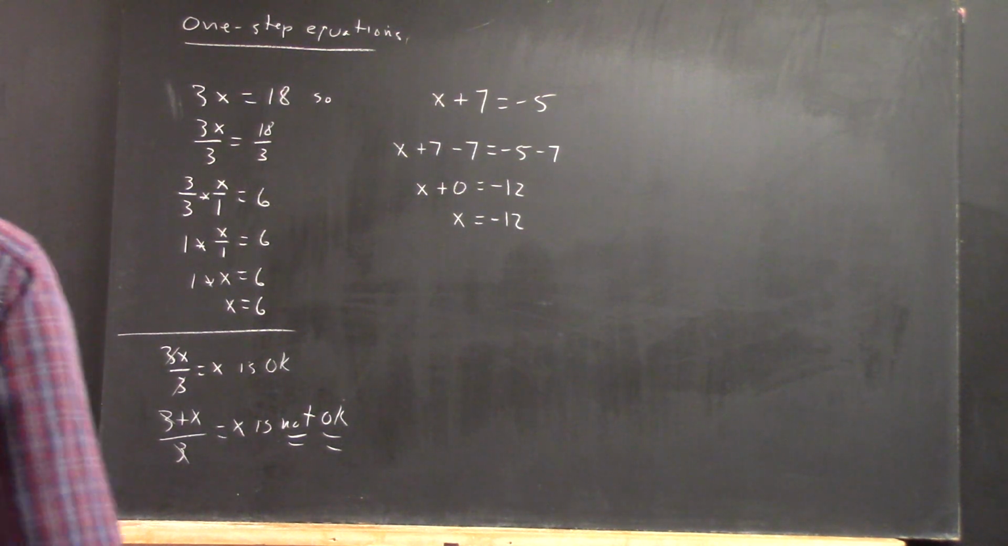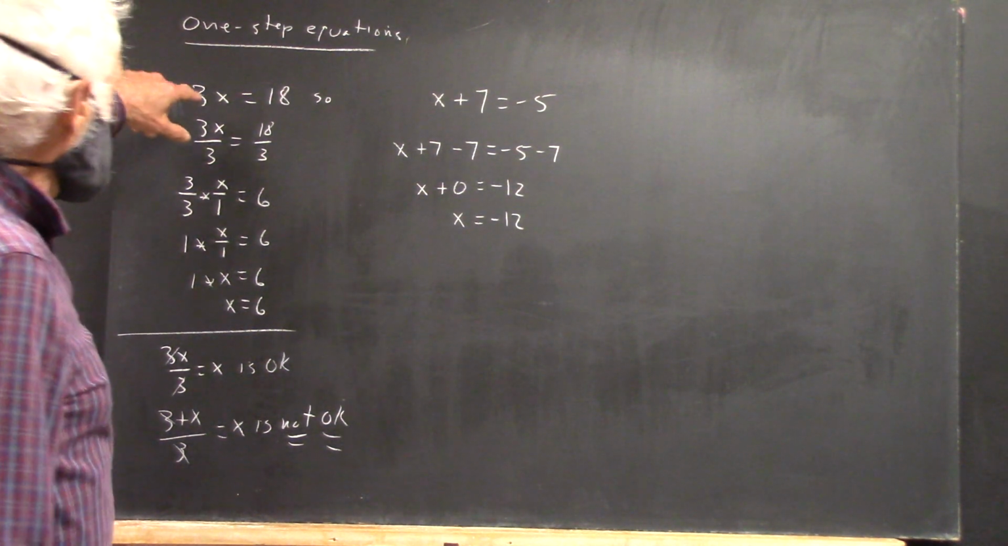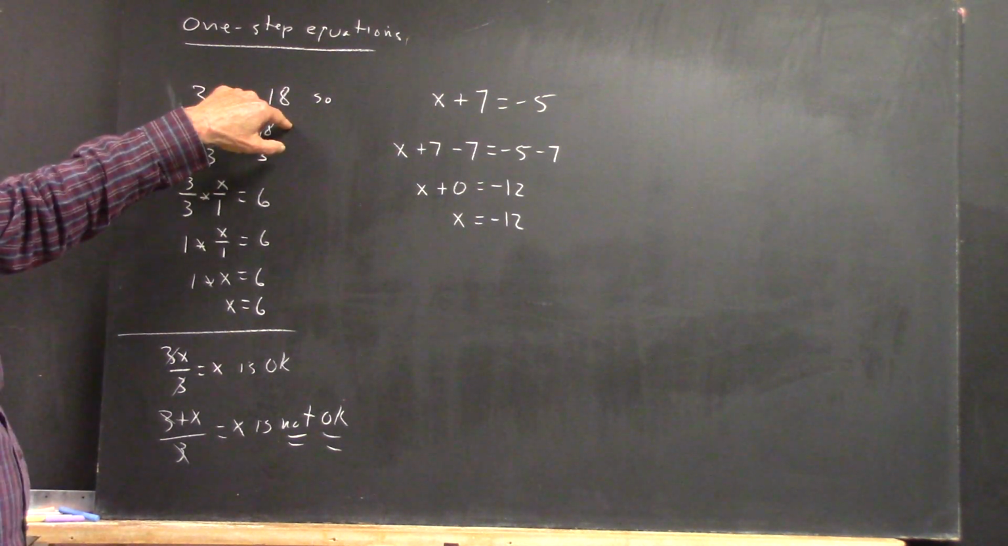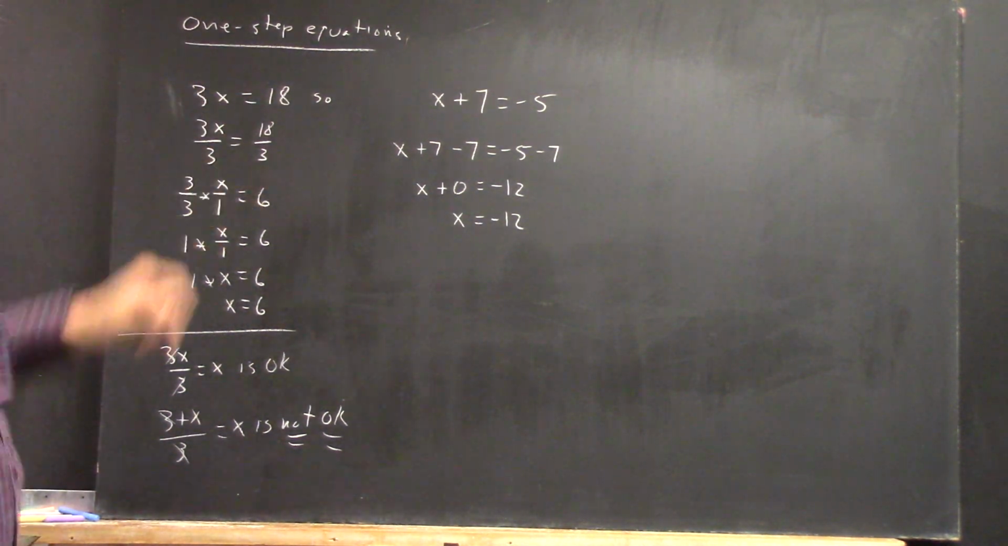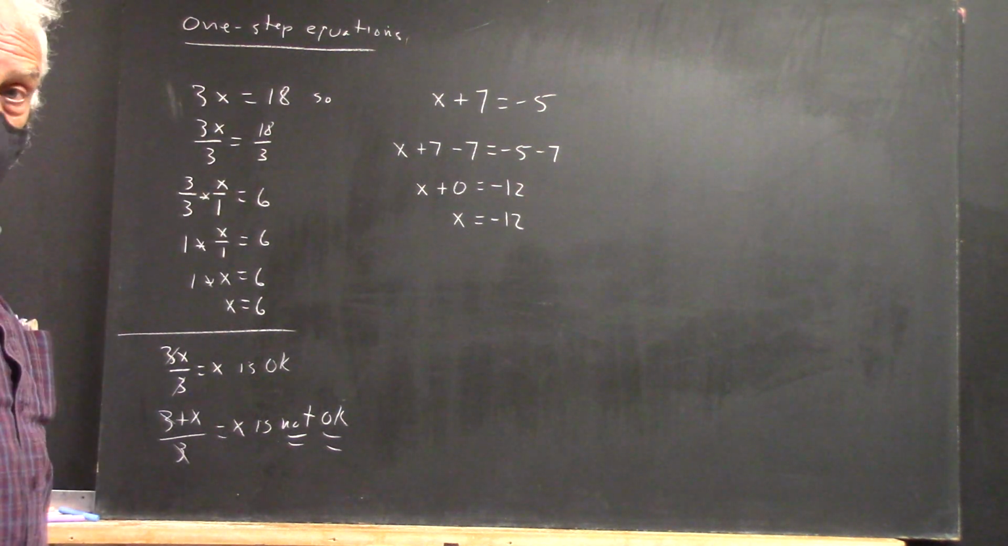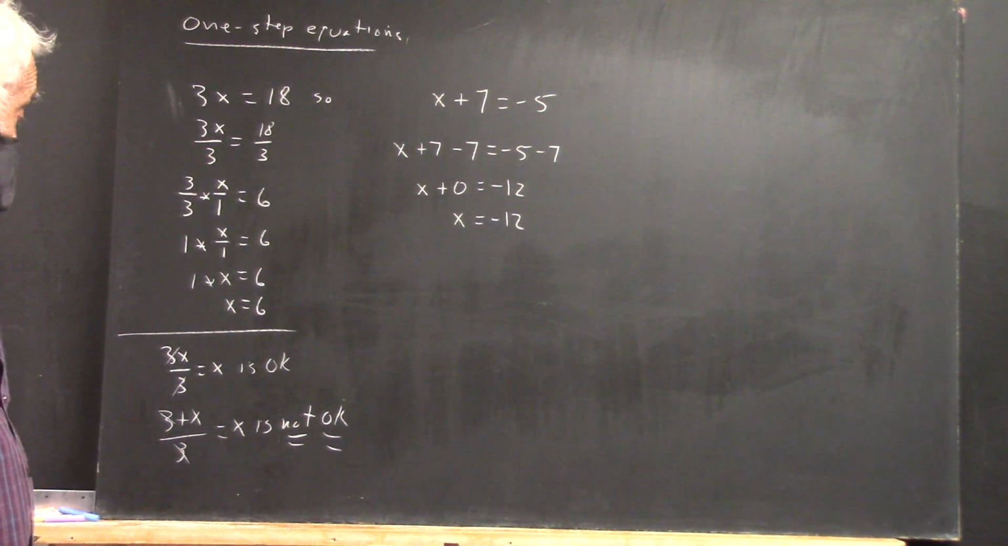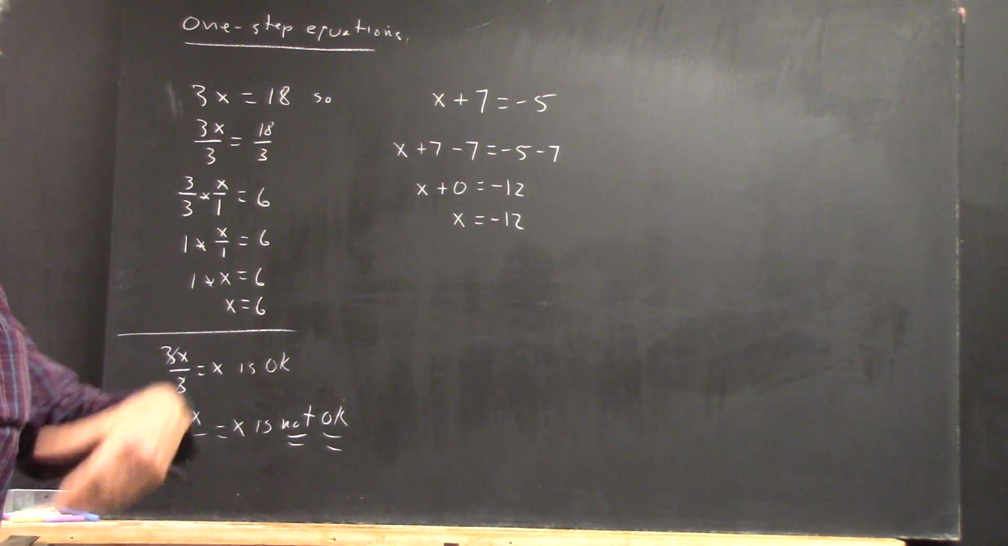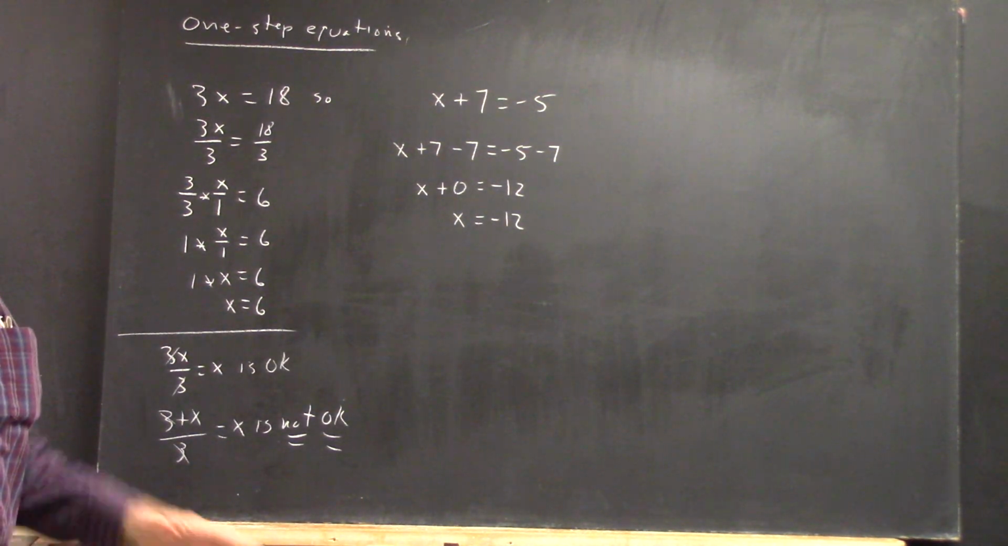Okay, looking at one-step equations, say 3x equals 18. You can divide both sides by 3. You get 3x over 3 equals 18 over 3. Now, OpenMath is going to say, okay, now you cancel the 3's, as if people know how to cancel. People don't know how to cancel.